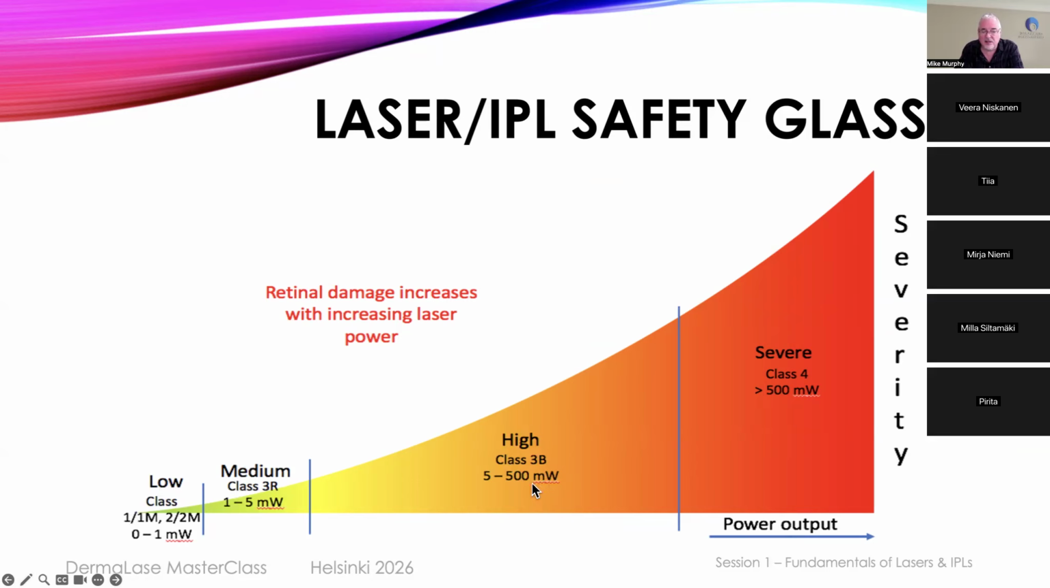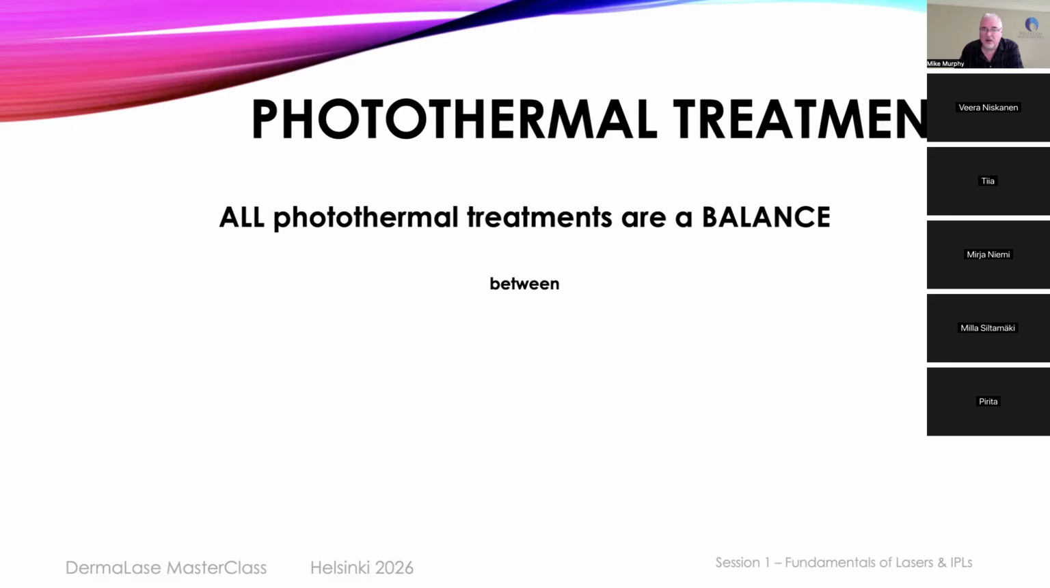But once you get to class 3B, now you're getting up to 5 to 500 milliwatts. These are dangerous. You do not want to be looking at these kind of lasers without proper glasses. And class 4 is everything above 500 milliwatts. These are severely dangerous. If one of these gets flashed into your eyes and you're not wearing the proper safety glasses, they could easily cause damage, potentially even blinding you, especially high-powered systems like Q-switched and picosecond lasers. They're extremely high-powered. They can blind you quite easily, so always wear your glasses.